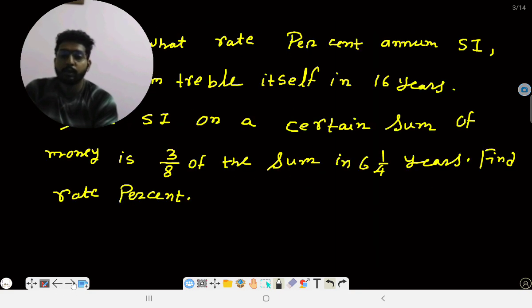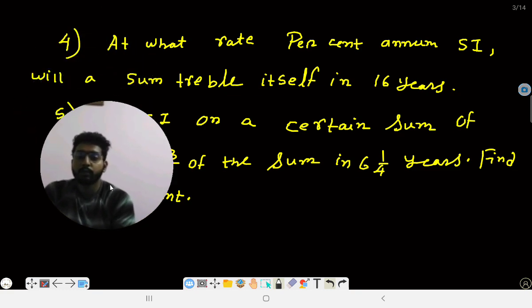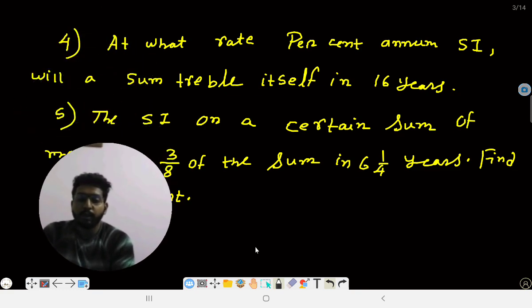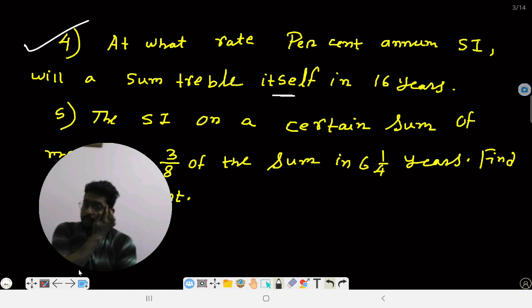Now we'll do question number 4. Question number 4 is the same type of problem. At what rate percent per annum SI will a sum treble itself in 16 years? Now here we have to find the rate. In the last case we had to find the time, but here you have to find the rate. Rate is question mark. Time is given as 16 years.